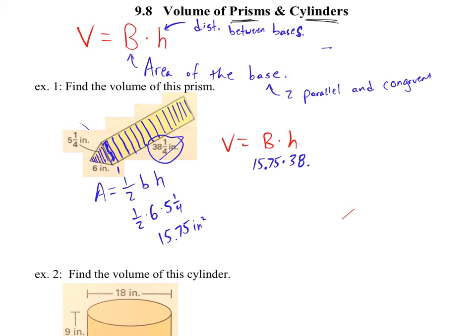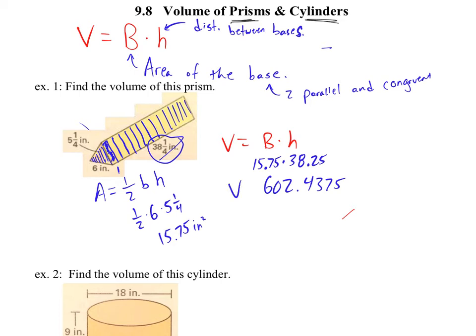So 38.25 or 38 1/4. But anyways, you take the area of the base, multiply by how many layers you would have to connect those two bases, and then we get our final answer of 602.4375.